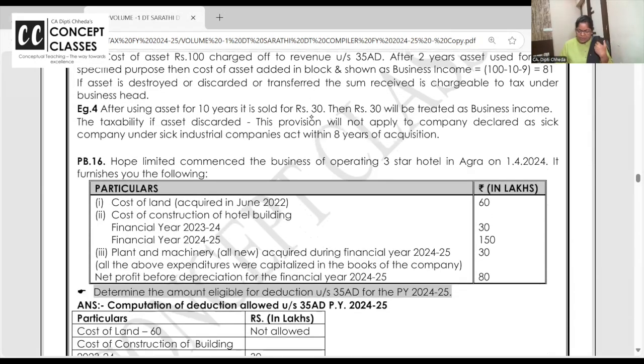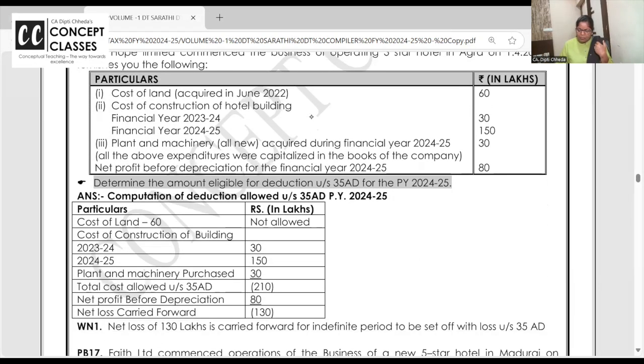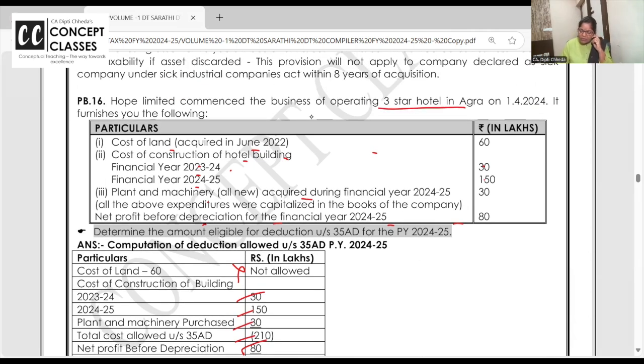Okay, right. Now see, suppose that your net profit of the business is 80 lakhs. This is just a question. Cost of the land. Land acquired is not allowed. Then building 23, 24, 25, you have these buildings. Plant and machinery 30. So how much have you spent for the specified business of 3-star hotel?